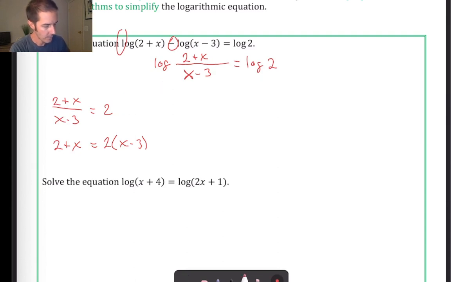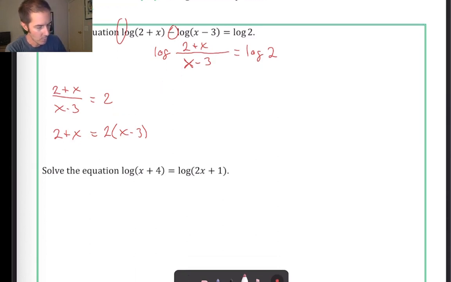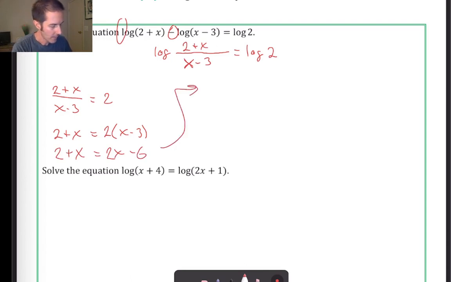Let's finish solving this. Distributing the multiplication by 2 on the right hand side, we've got 2 plus x equals 2x minus 6. Subtract x from both sides.